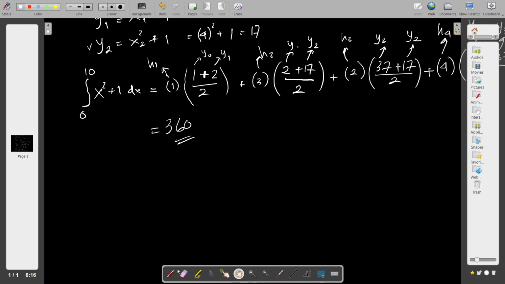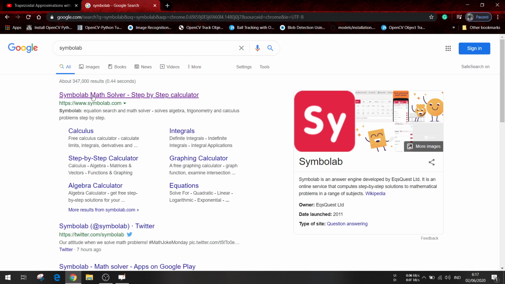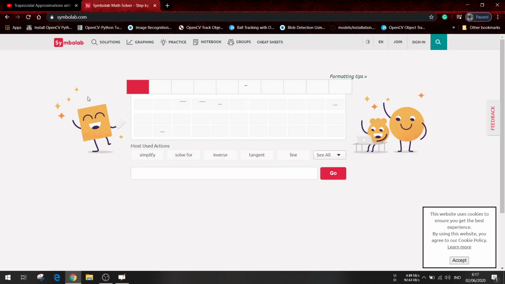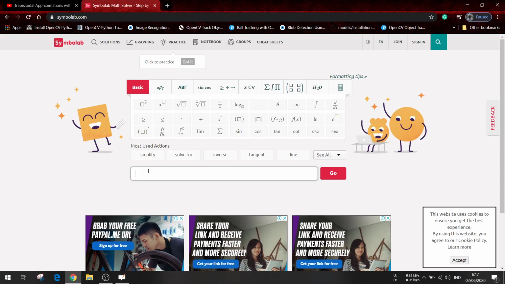Now let's compare. This is using a numerical method, using the prediction. Now we are going to use an analytical method, the usual way in mathematics, so I will write down the problem first. I will show a tip. You can go to this web that can solve a lot of mathematics problems. We are going to put this expression into the web.